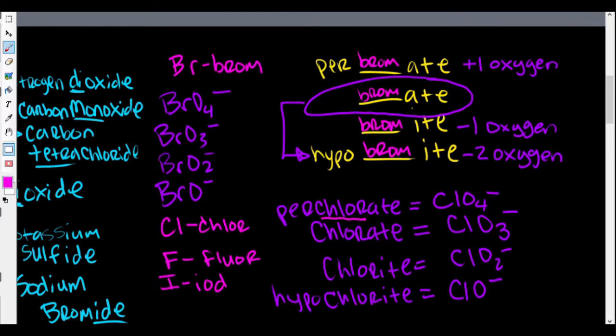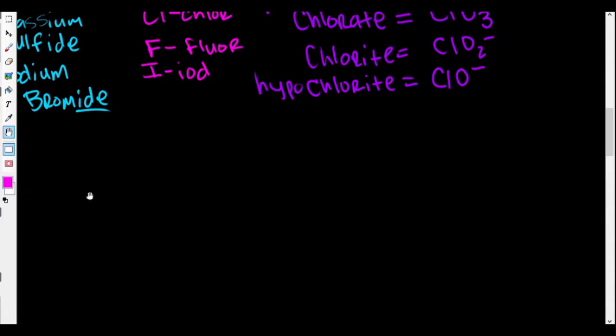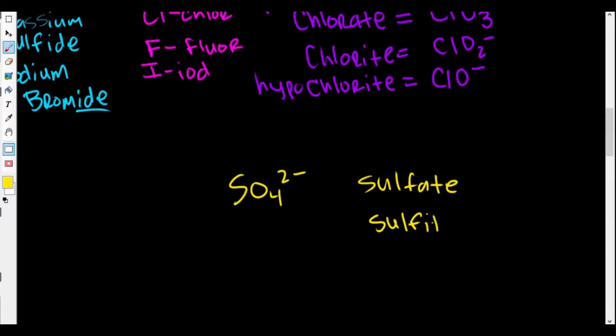Like I said, you see it a lot more with the halogens than anywhere else, especially in the stuff that you guys will be naming. There's a couple other ones that it applies to. So if you're thinking of sulfate, sulfate will be SO4 2 minus. So to go from sulfate to sulfite, what do you think sulfite is going to be?